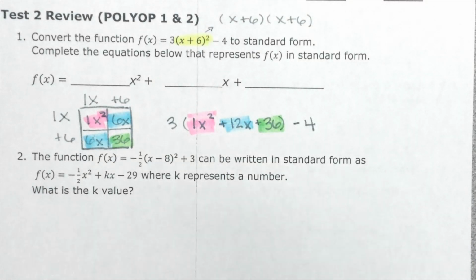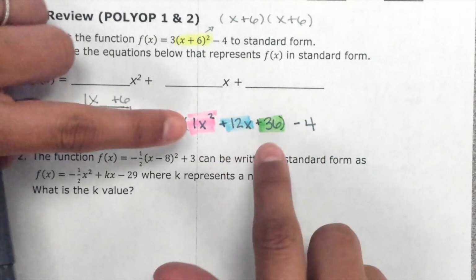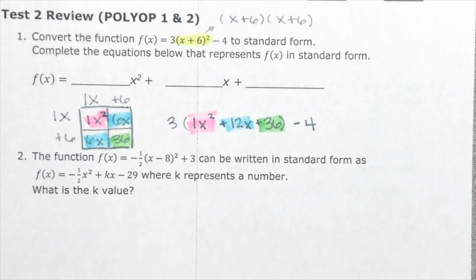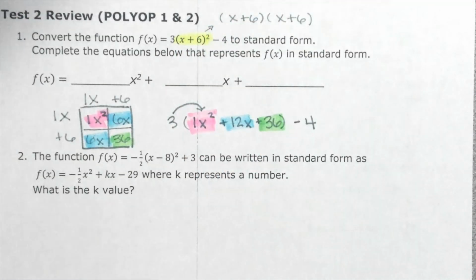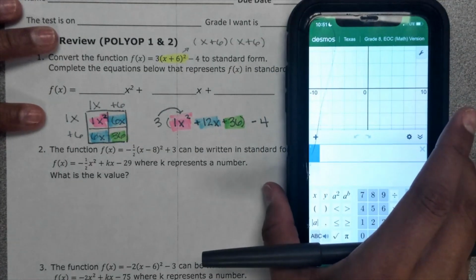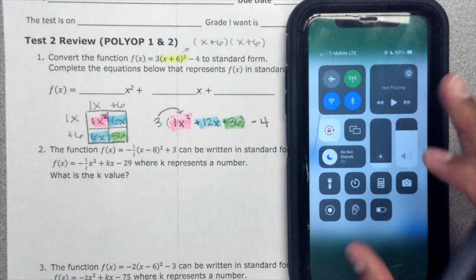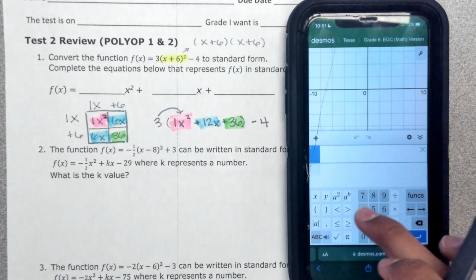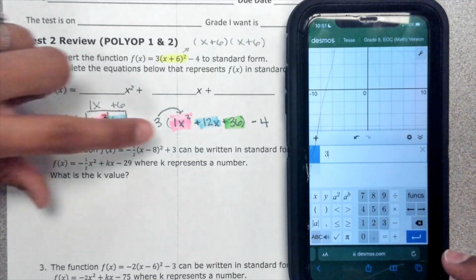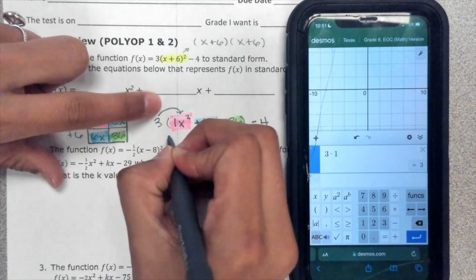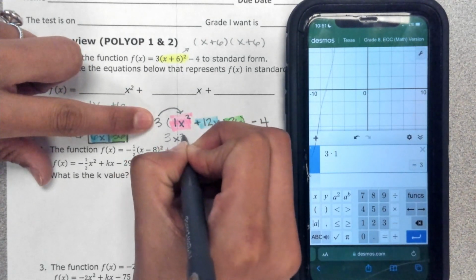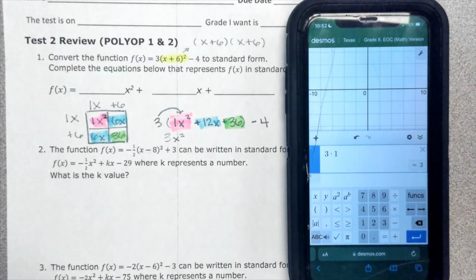Okay, so we are still simplifying here. And when we have parentheses, that means we have to distribute. So distribute means multiply. So we're going to distribute that 3 on the outside times everything on the inside. So I'm just going to zoom out here and show you my calculator. So we're going to distribute 3 times 1, 3 times 1 to give us a positive 3x squared. You're going to bring that x squared with you. Okay, so we're going to keep those colors the same.